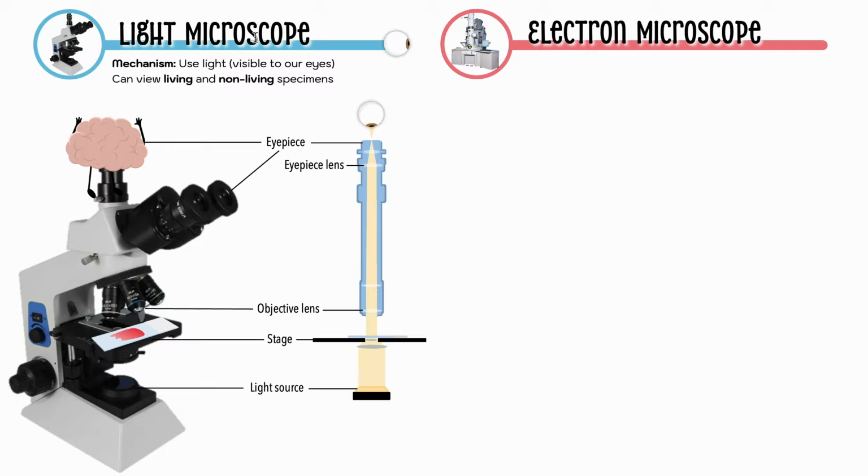Now, the reason why a light microscope can view living and non-living things is because, guess what? Light is not dangerous. It will not kill the sample in the process of you looking at it.